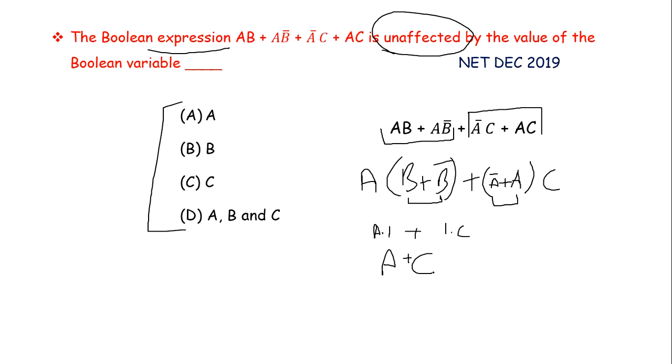That was quite easy. Now we can see that among the three variables A, B and C, in our final value we do not have variable B. So this expression will be unaffected by the value of B. It is only dependent on A and C. So the right answer will be option B, that is variable B.